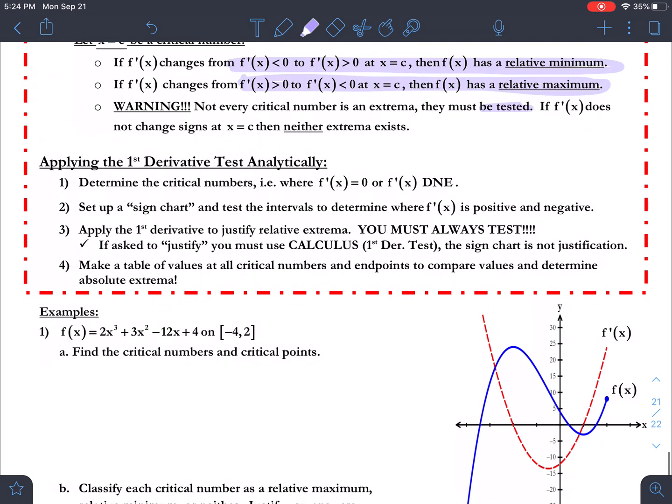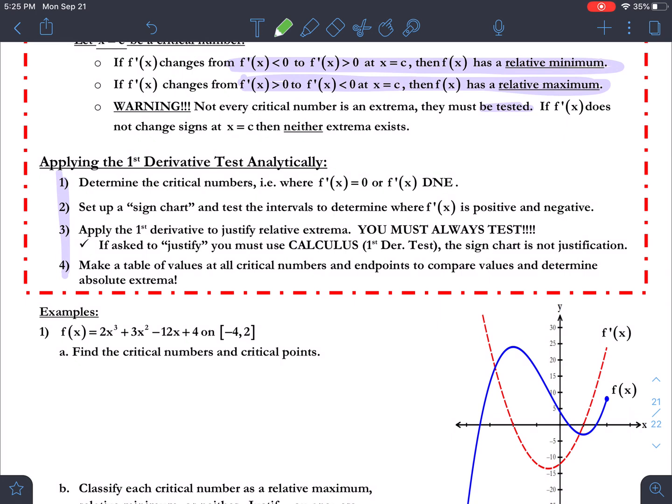Okay, so here are the steps we're going to be using. We're going to find those critical numbers, set up a sign chart, and apply the first derivative test to justify our relative extrema, aka max and min. So I'm going to show you these steps below, but you could always refer back to steps 1 through 4 to see what we're doing.